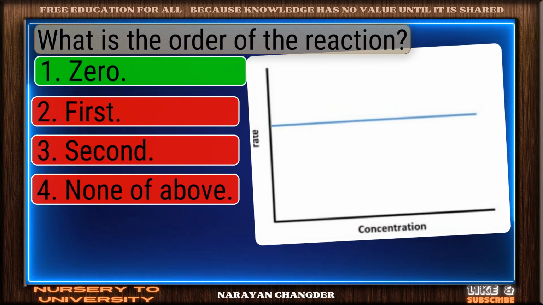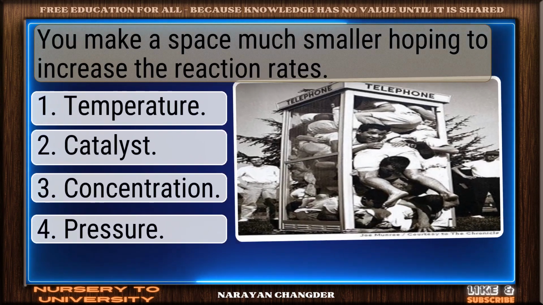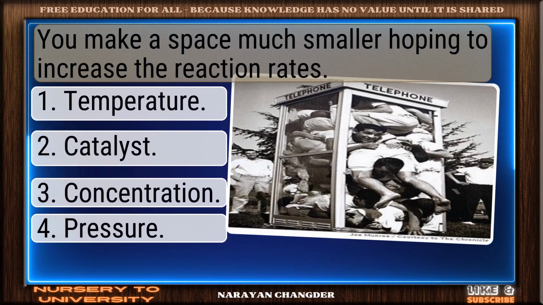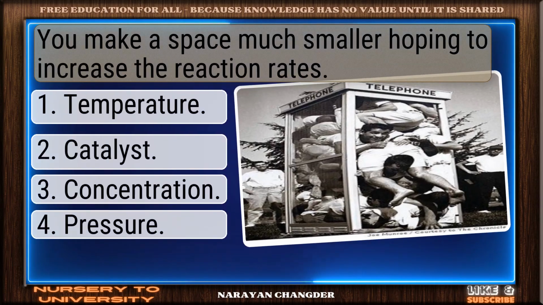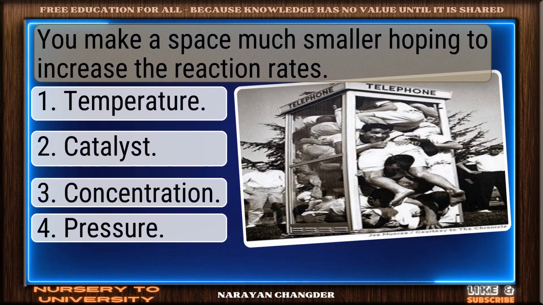Great job, 0. You make a space much smaller hoping to increase the reaction rates. Option 1, temperature. Option 2, catalyst. Option 3, concentration. Option 4, pressure.